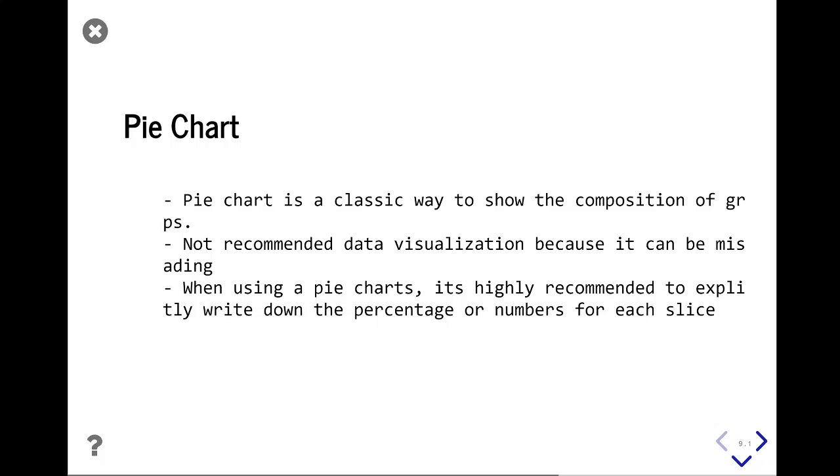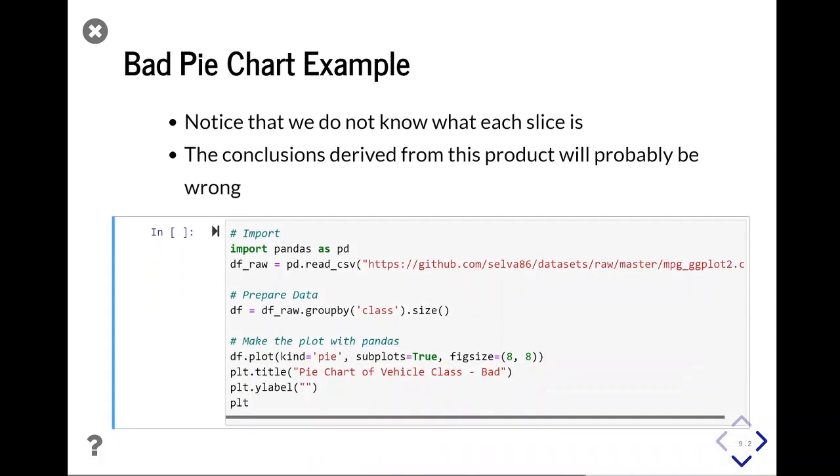Pie charts, I personally think they're not a great way of representing data, and they've also sort of fallen out of favor, but a lot of people still like using them. So I'm going to talk about them. A pie chart is a classical way to show the composition of information. A lot of times you see it broken down into percentages of things, but it's not recommended because they often are misleading. When using pie charts, especially if you're using percentages, make sure that you specifically write down the percentage of what each slice represents.